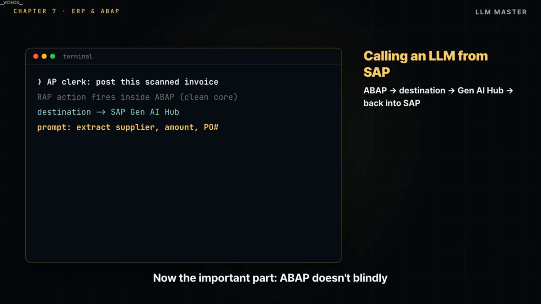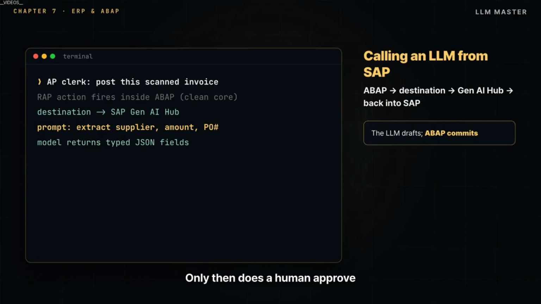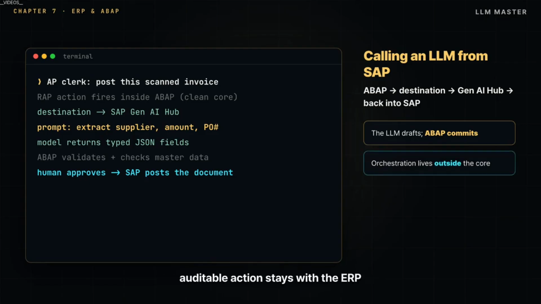Now the important part. ABAP doesn't blindly trust it. It validates the shape, checks the supplier against master data, confirms the PO exists. Only then does a human approve, and only then does deterministic SAP logic actually post the document. Notice the division of labor. The LLM drafts. ABAP commits. The messy, unstructured work goes to the model. The money-moving, auditable action stays with the ERP. Get that boundary right, and you've understood enterprise LLM engineering.